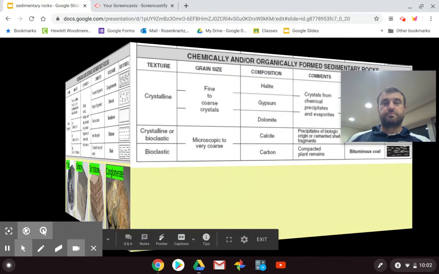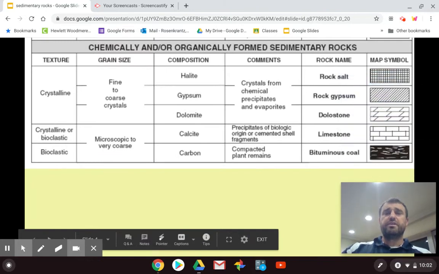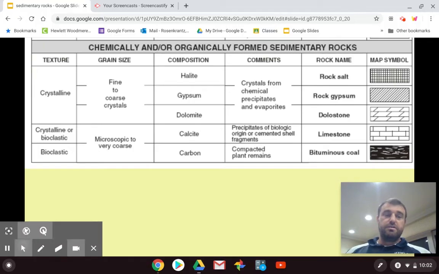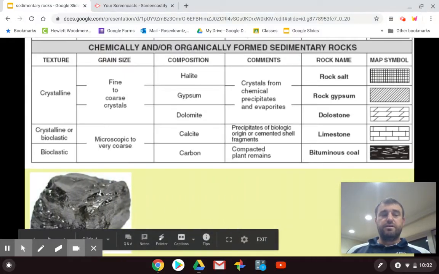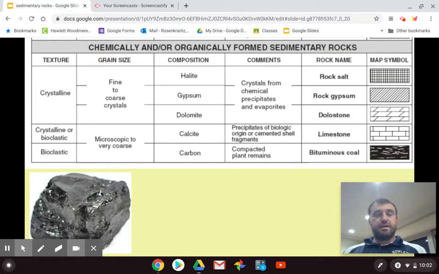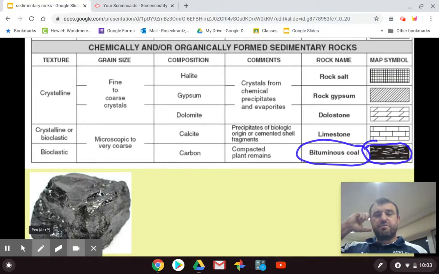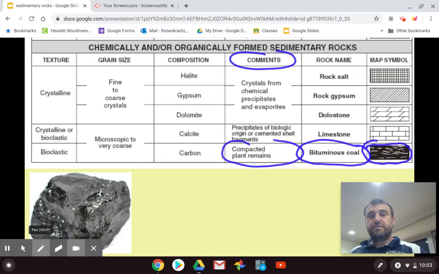Okay. Now we're going to go over the organically formed and the chemically formed sedimentary rocks. So let's start with the organic. So here is a black shiny rock with layers. It kind of looks just like this image under the map symbol. And this is coal. Now you can't really see under comments, the plant remains.